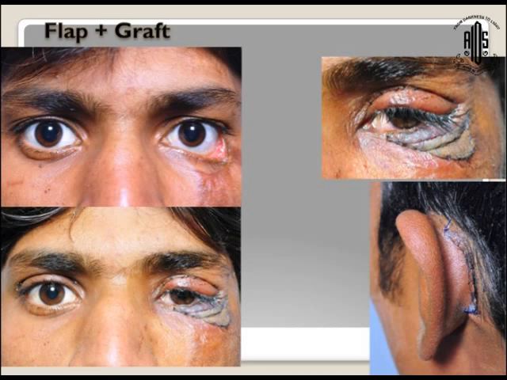Another similar condition is a patient who has a predominantly lateral ectropion. In such patients, you will see that the canthus is very well maintained. These are excellent cases, again, for a flap. The flap is brought down from the upper eyelid, and the remainder of the defect which is there after releasing the cicatrix is usually filled with a skin graft.